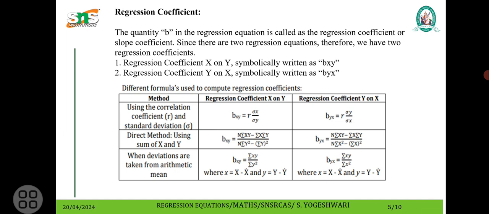When deviations are taken from the arithmetic mean, bxy is equal to summation xy divided by summation y square, where x equals x minus x bar and y equals y minus y bar. And then byx is equal to summation xy divided by summation x square, where x is equal to x minus x bar and y equal to y minus y bar.